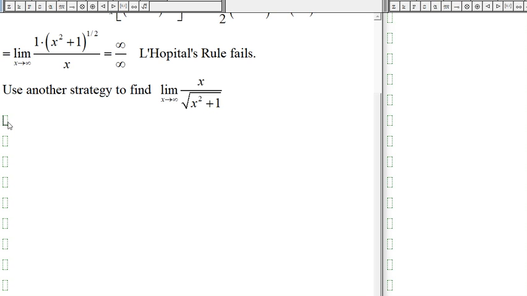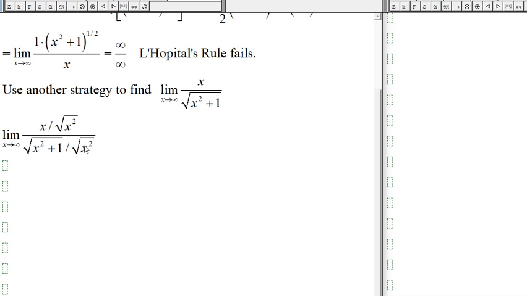What we can do is divide both the top and the bottom by the square root of x squared. So divide the top by the square root of x squared, and then divide the bottom by the square root of x squared.